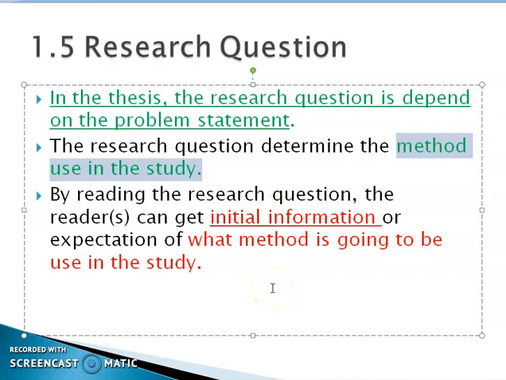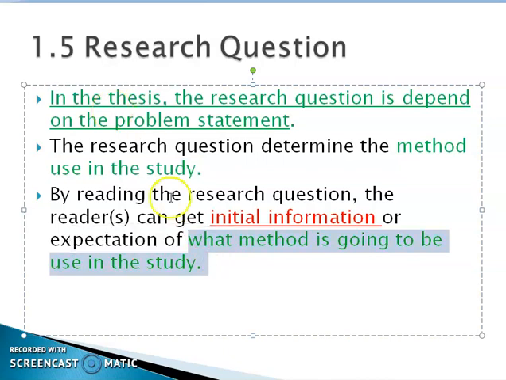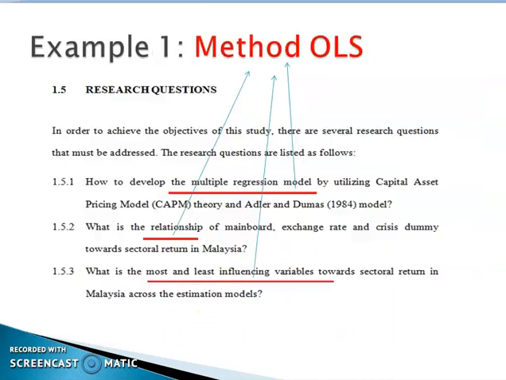We do not address specifically the method used in the thesis in the research question subsection, but by reading the research question, as a reader, you will have an initial idea of what method is going to be used in the study. Okay, this is some example.